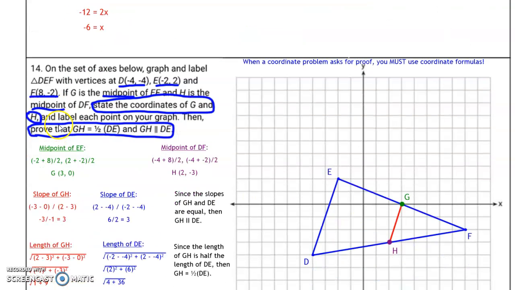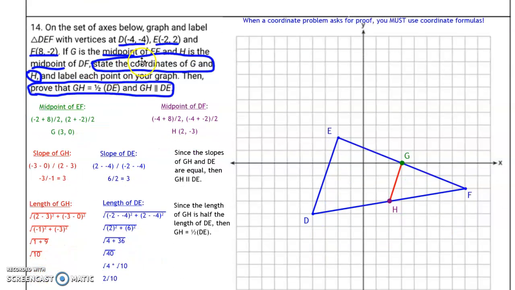For question number 14, it gives us the vertices of a triangle, and then it asks us to find the midpoints of EF and DF, which I do here. Then it asks me to state the coordinates of G and H, which I do here. Then it asks me to prove that GH is equal to 1/2 DE and GH is parallel to DE.